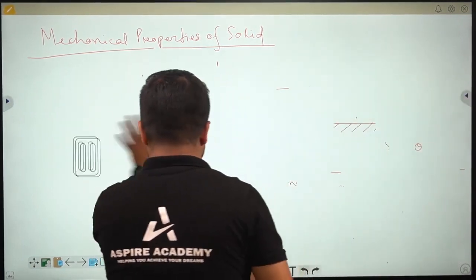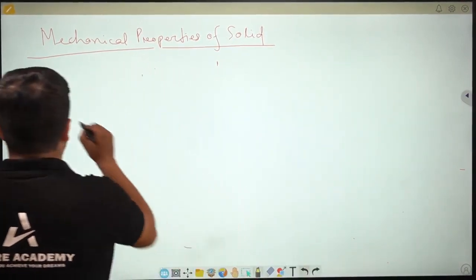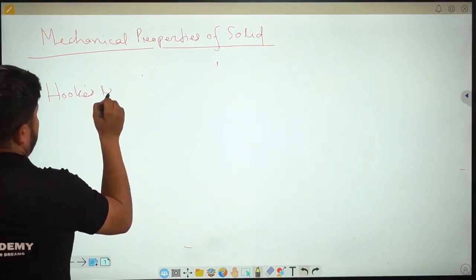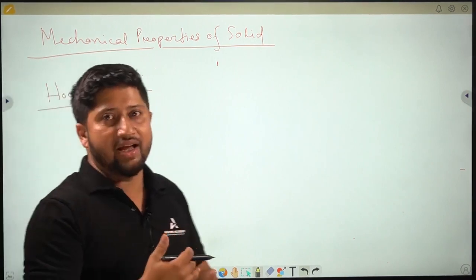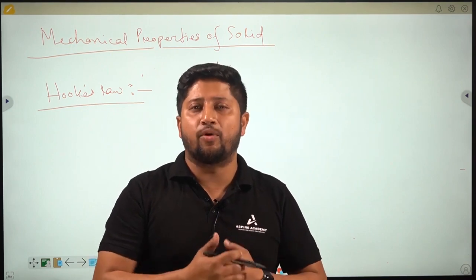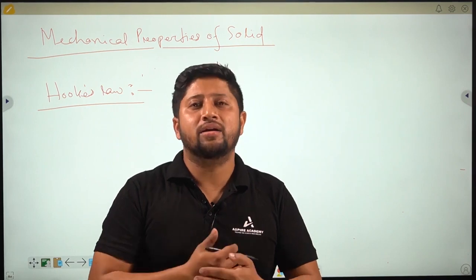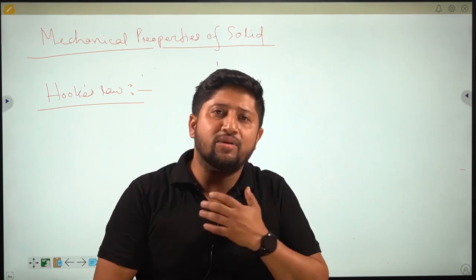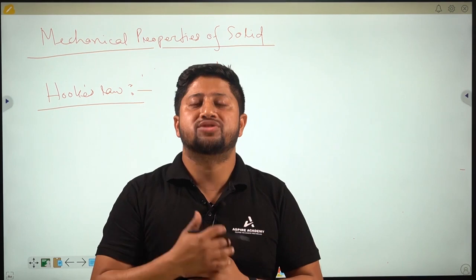So the next topic is very, very important. This is called Hooke's law. What is Hooke's law? First of all, we know what strain is and what stress is. Stress means applied force divided by area. Strain means change in dimension to the original dimension. According to Hooke's law, within the elastic limit, stress is directly proportional to the strain.